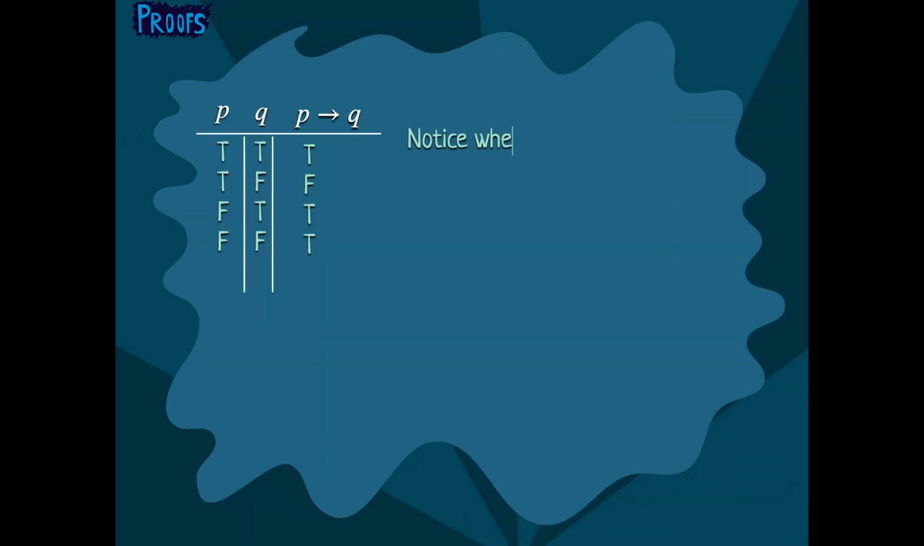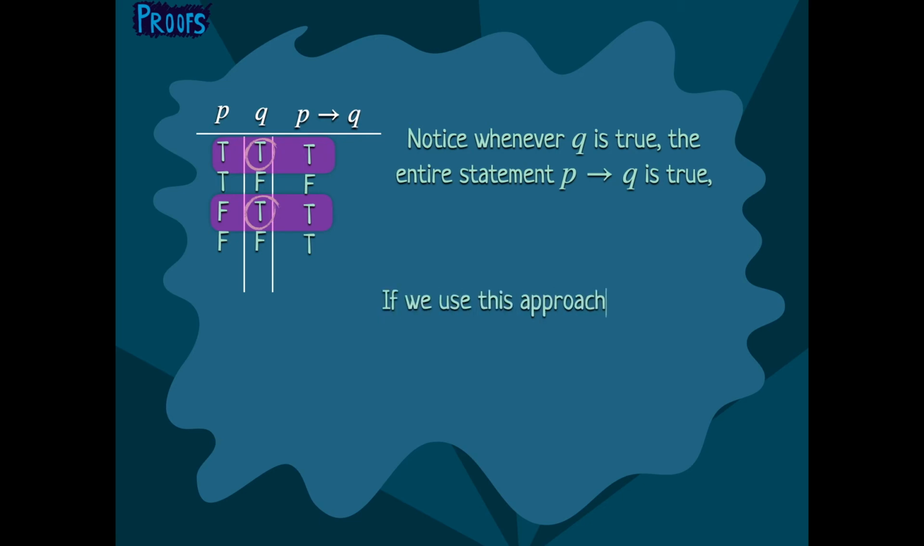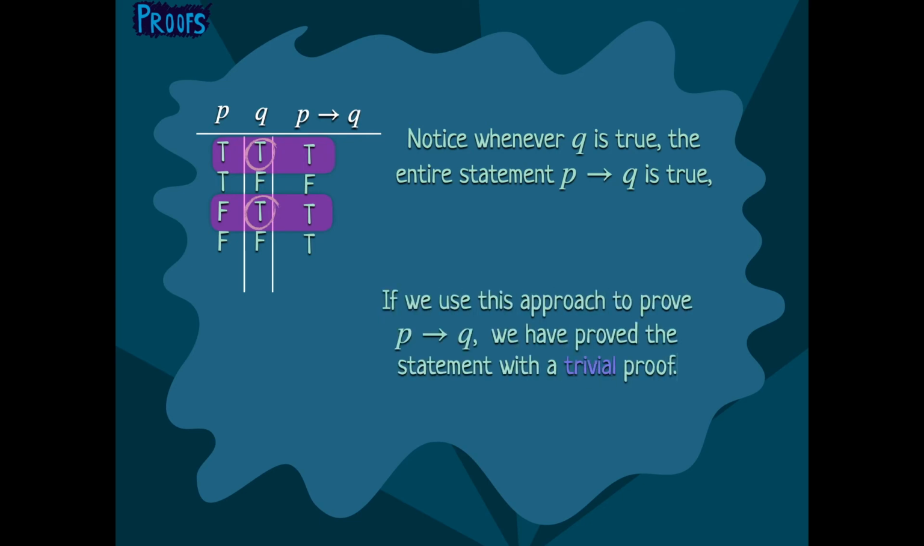All right, so for reference, we have our conditional truth table. And notice that whenever Q is true, the entire statement if P then Q is true. So again, whenever Q is true, if P then Q is true. So if we try to prove a statement that way, we've done so with a trivial proof. And if we shift that down, whenever P is false, if P then Q is true. Those are the last two cases. And if we prove a statement this way, we're proving it vacuously.